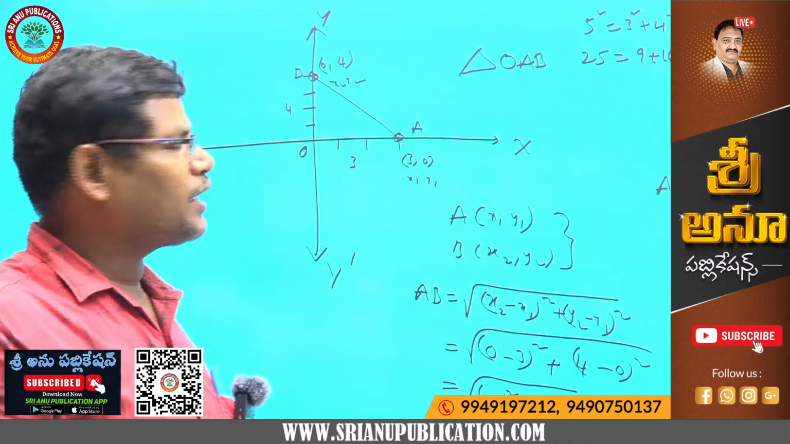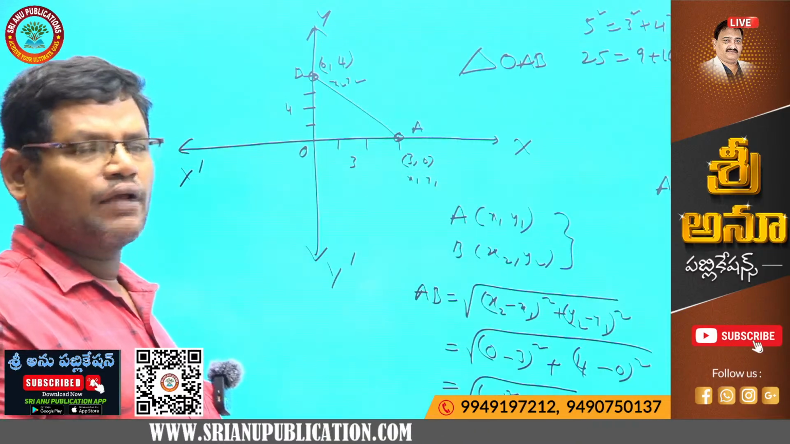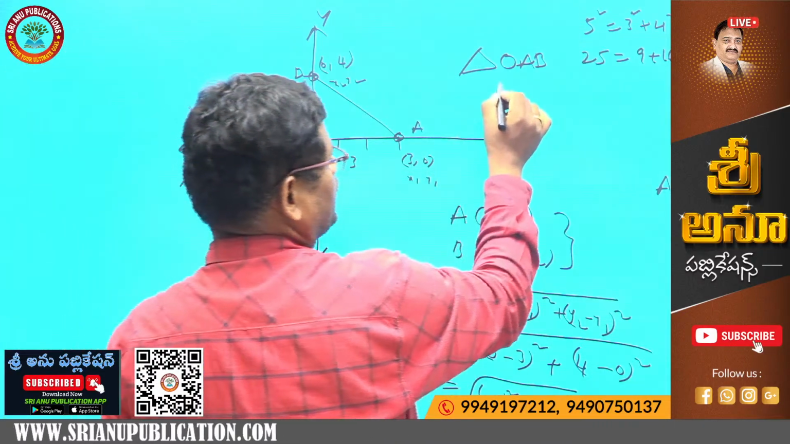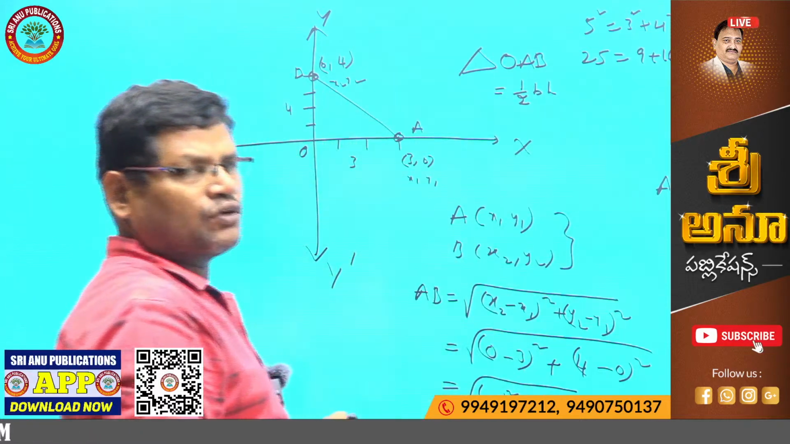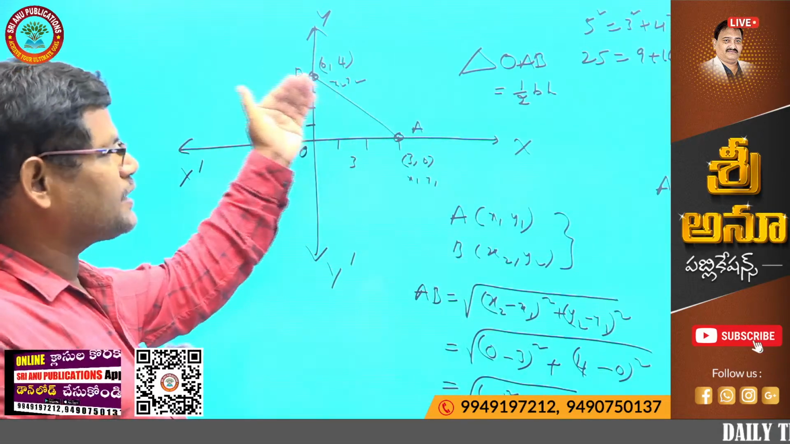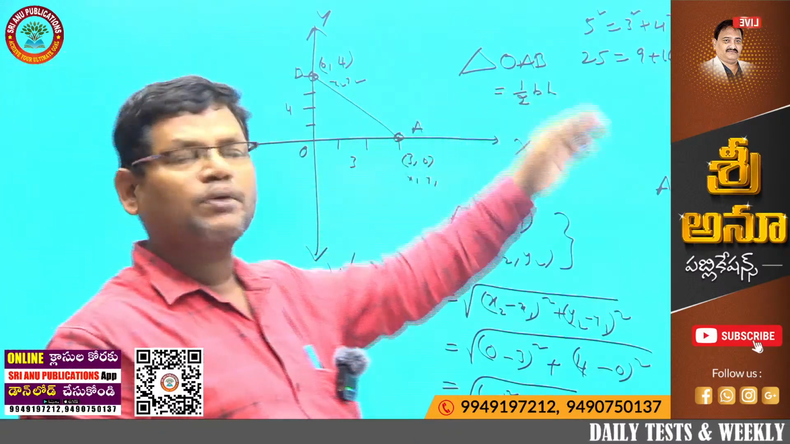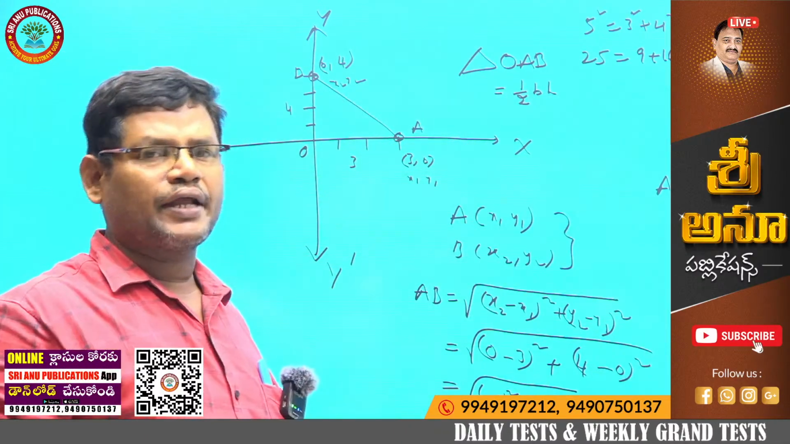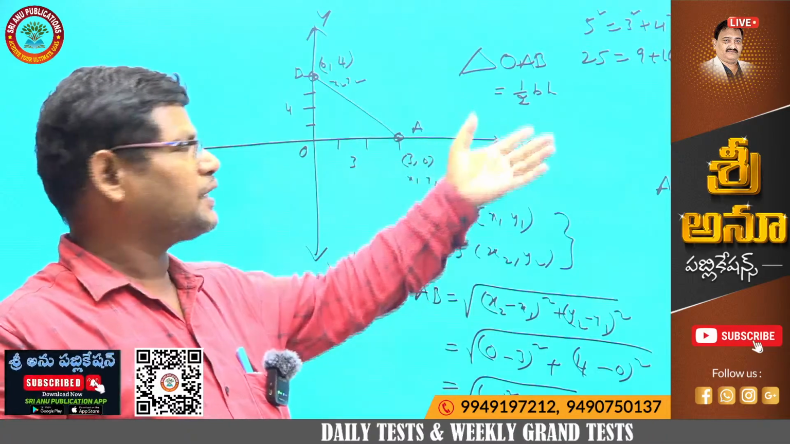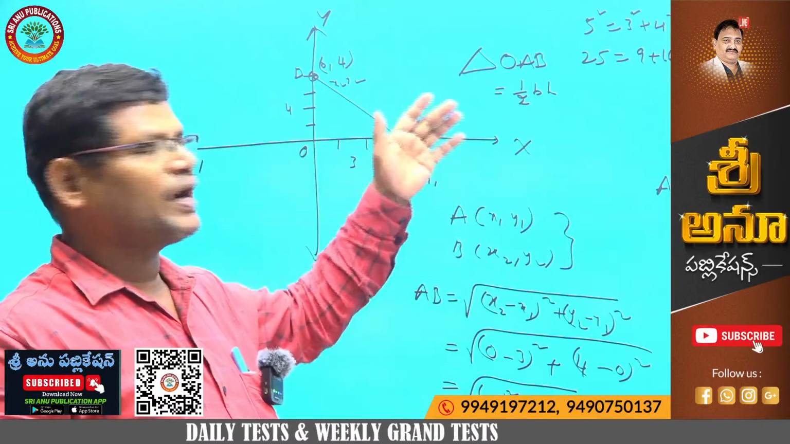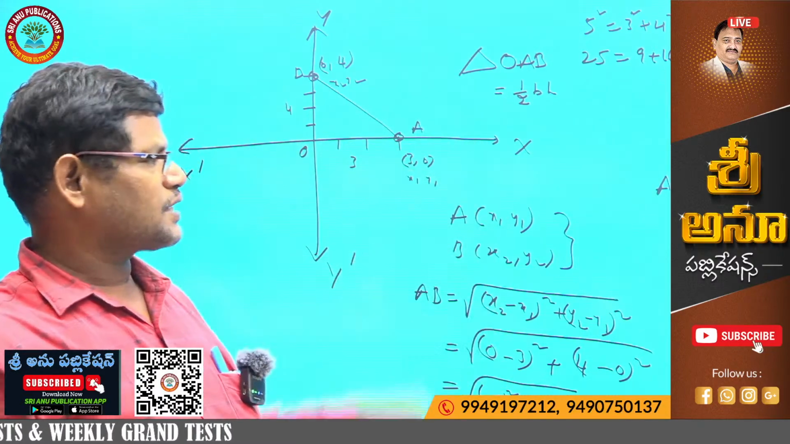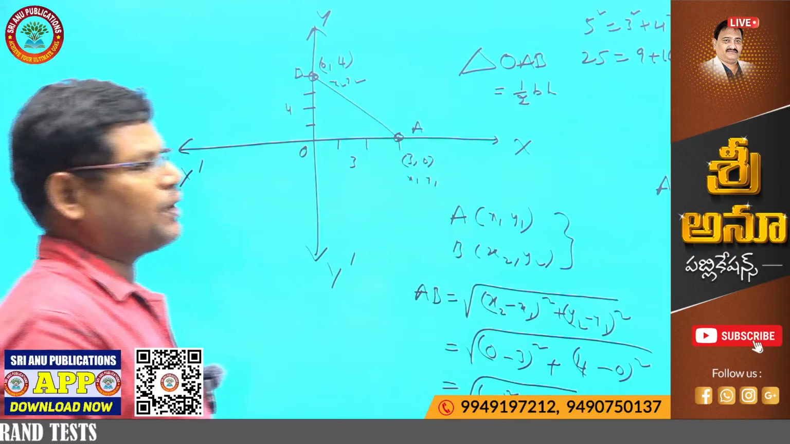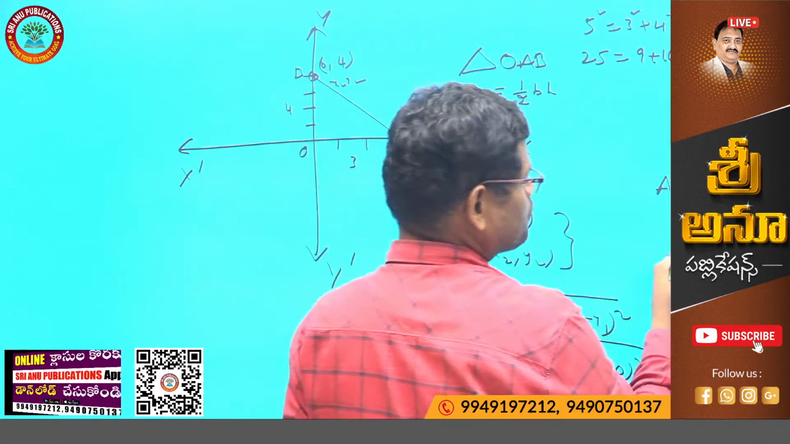What is the area of triangle OAB? The area of the triangle we can find as half into base into height. Since it is a right angle triangle, you can use half into base into height. Suppose it is not a right angle triangle, suppose it is a scalene triangle, we can find it by using a different formula, by using Heron's formula.